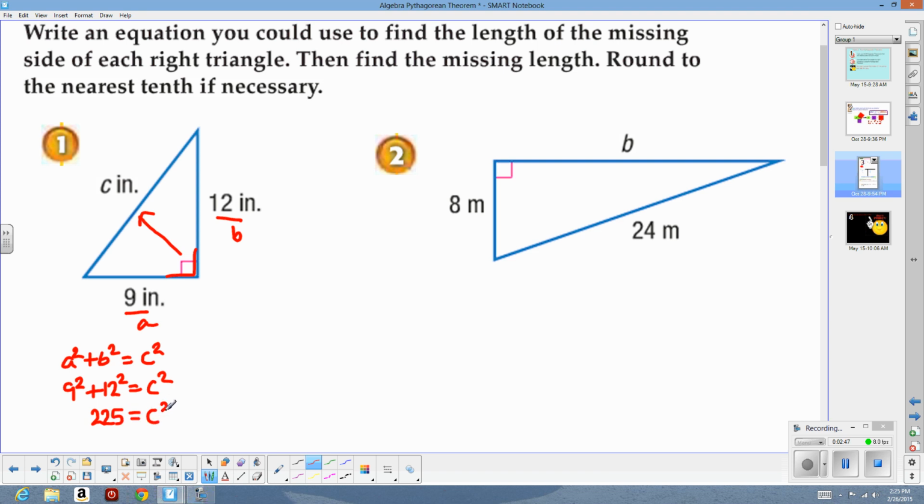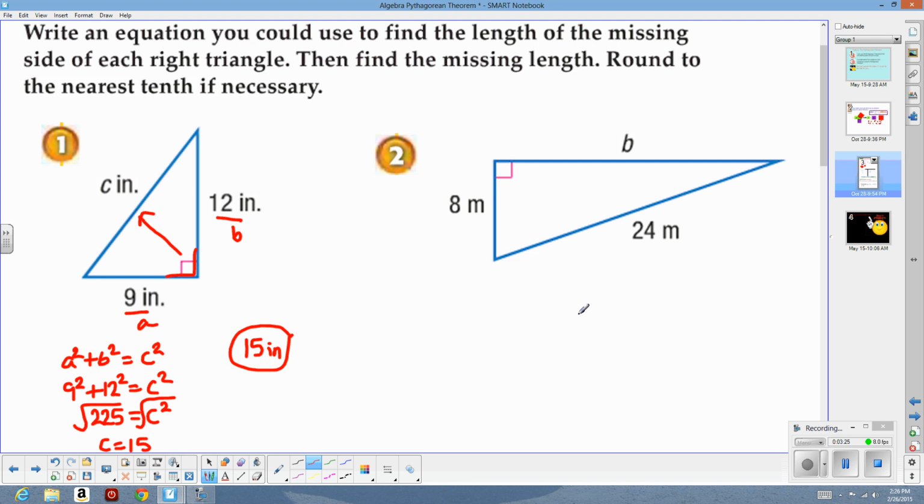Now to solve this for C, you want to undo the squaring. The inverse operation of squaring is taking the square root. So we're going to take the square root of both sides. So now we want to take the square root of 225. The square root of 225 is 15. So C equals 15. In this case, it's 15 inches. We would not use the negative square root of 225 because it wouldn't make sense to have a side length of a triangle being negative 15 inches.